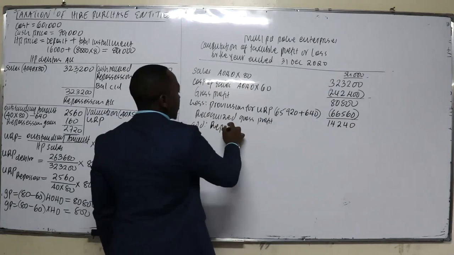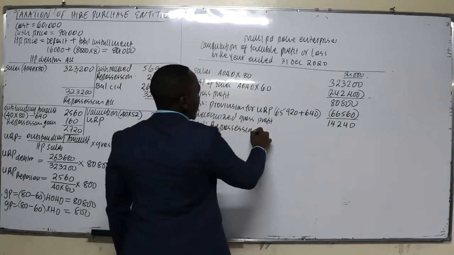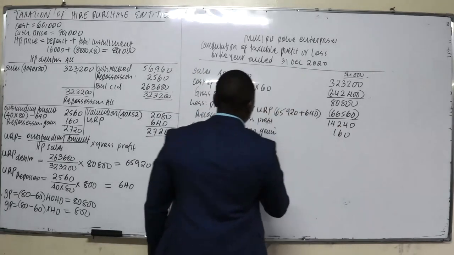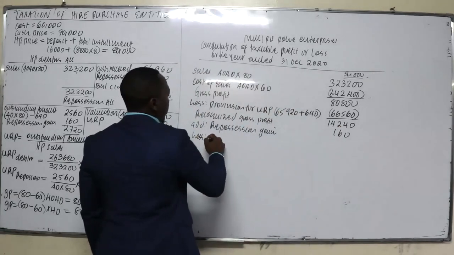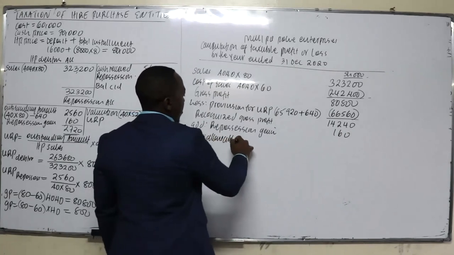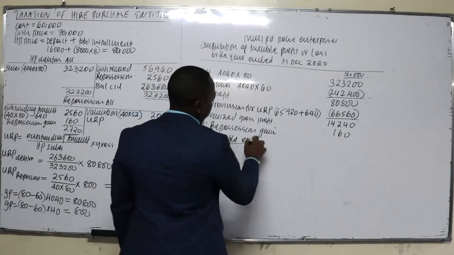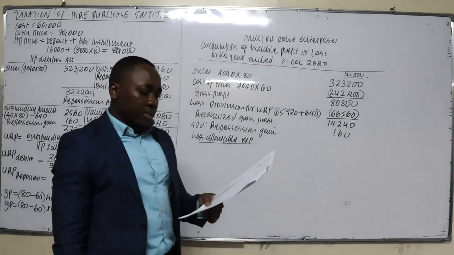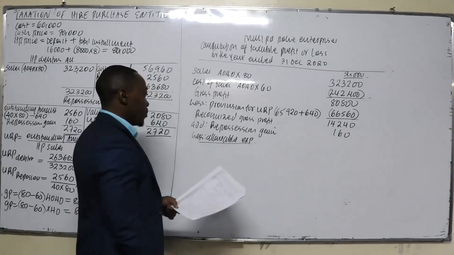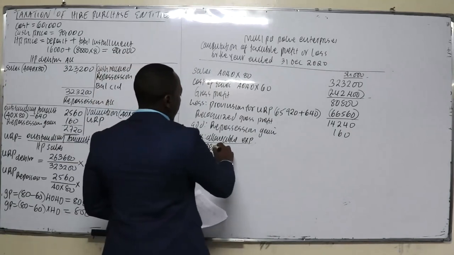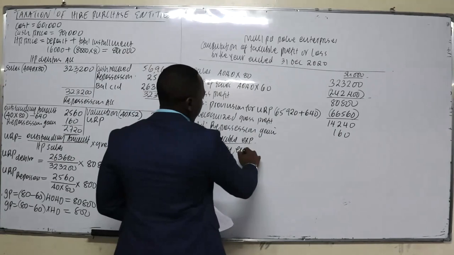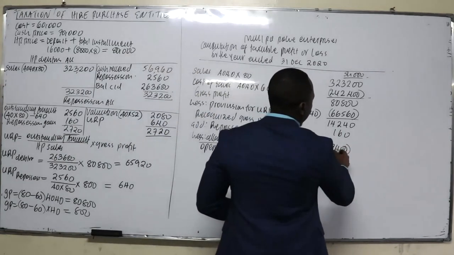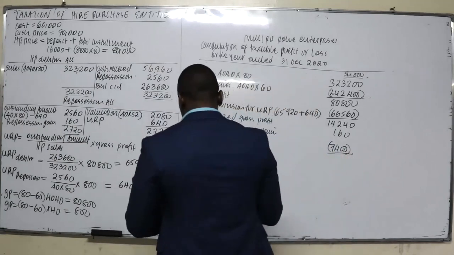So there was repossession gain, an amount of 160. Then from there, you raise allowable expenses. And you are given in note number five. Operating expenses during the year amounted to 7.4. So there was operating expenses, which is an amount of 7.4. I don't think we had any other expense.